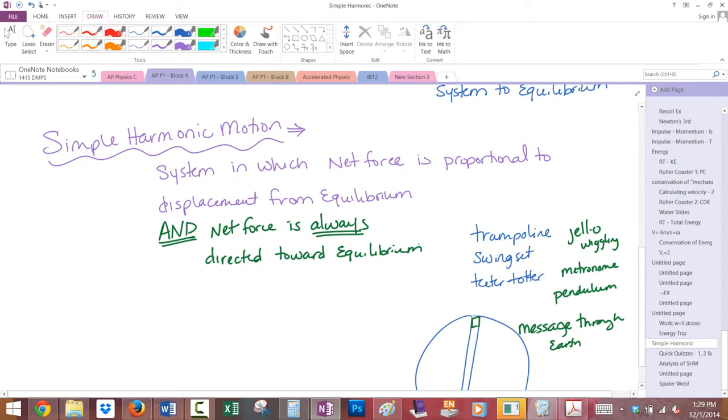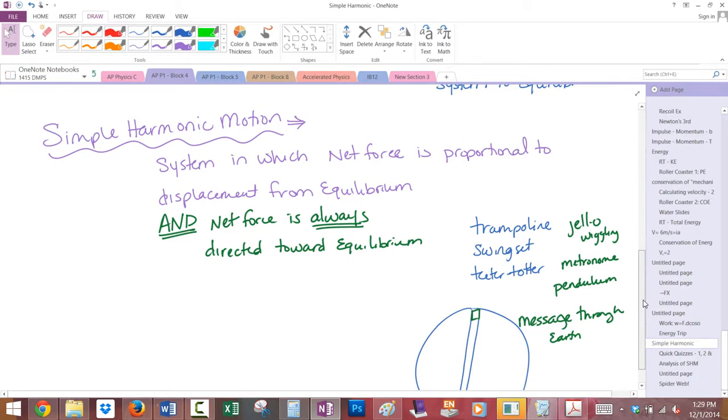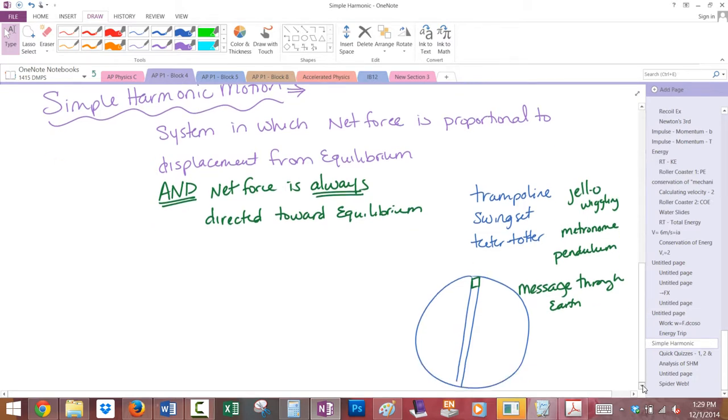This definition is a very, very important one, so you might want to put a box around it or stars by it or glitter pen it up or whatever it is that you do to make sure that we know that this is important. Okay. Net force is proportional to displacement and is always directed toward the equilibrium. So far, so good?